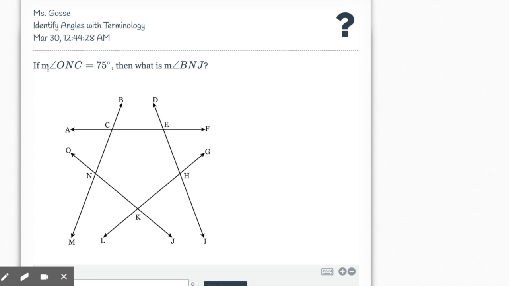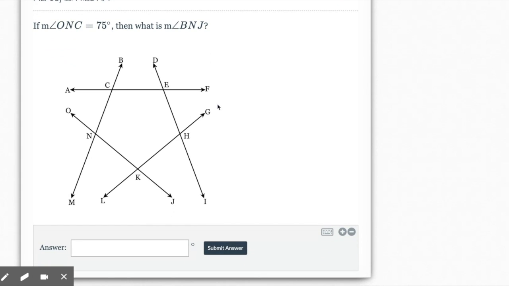It says, if the measure of angle ONC is equal to 75 degrees, then what is the measure of angle BNJ? So first of all, it's going to be helpful to identify which of these angles are the ones that you're looking at. So I'm going to look for angle ONC. So here's O, here's N, and up here is C. So we have O, N, C. So I'm looking for this angle right here that the red circle is showing. And so I know that that's 75 degrees actually.